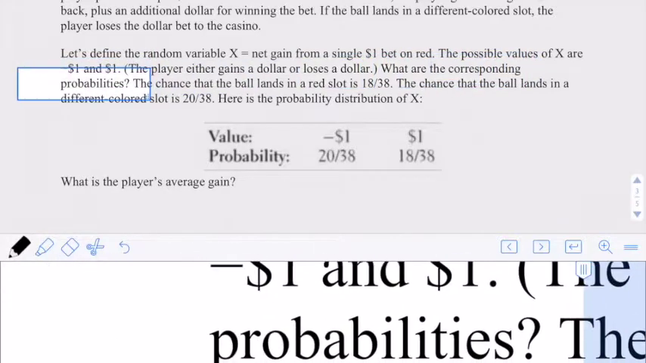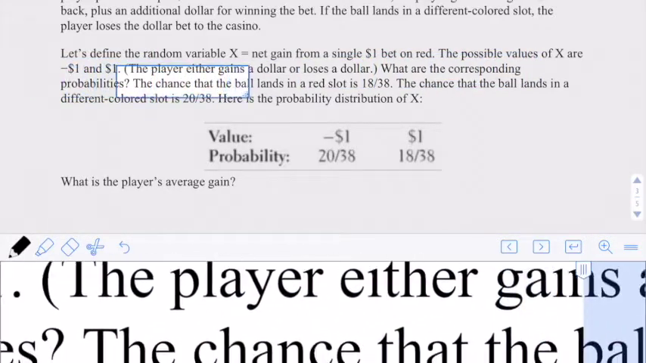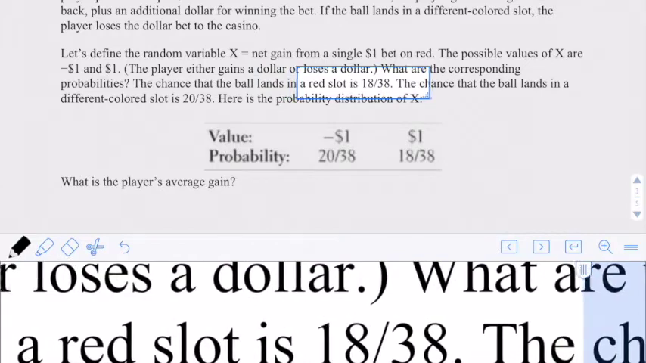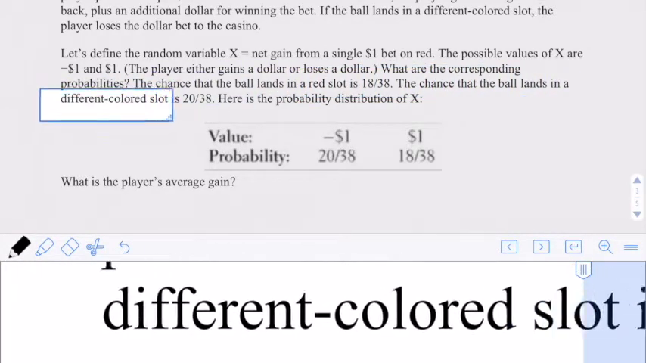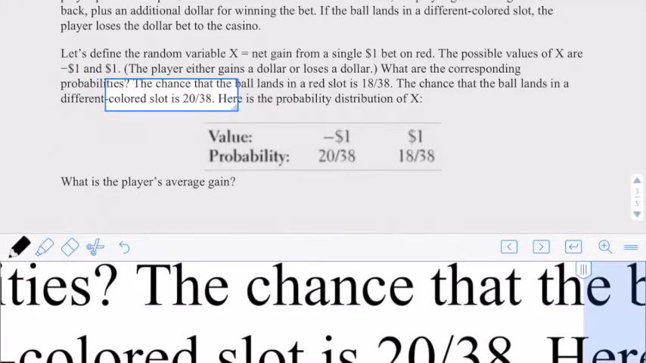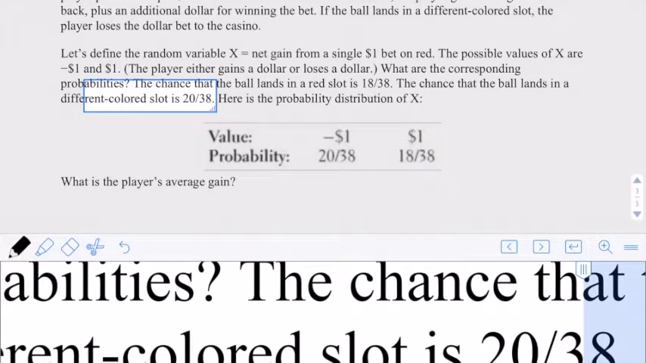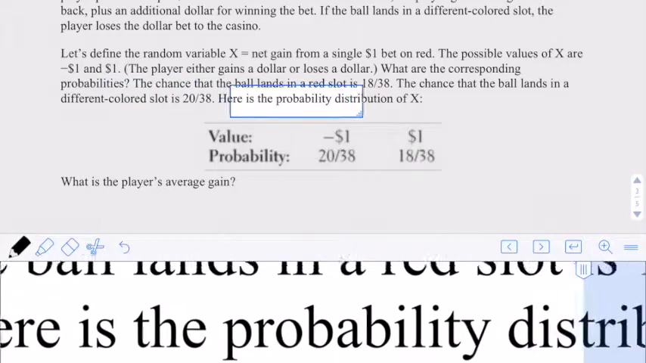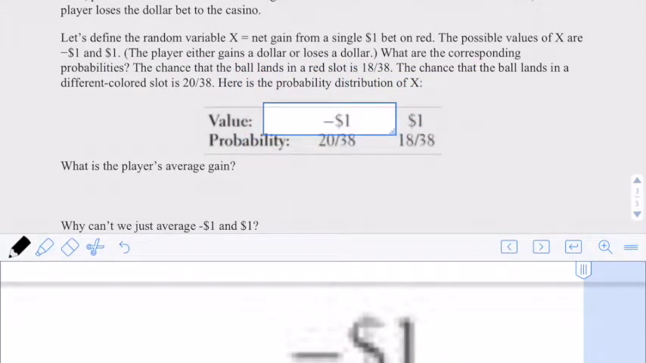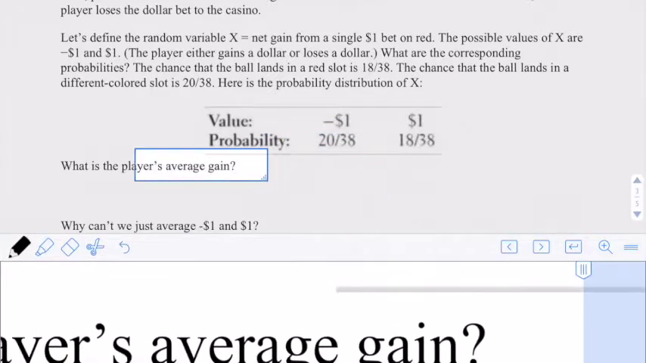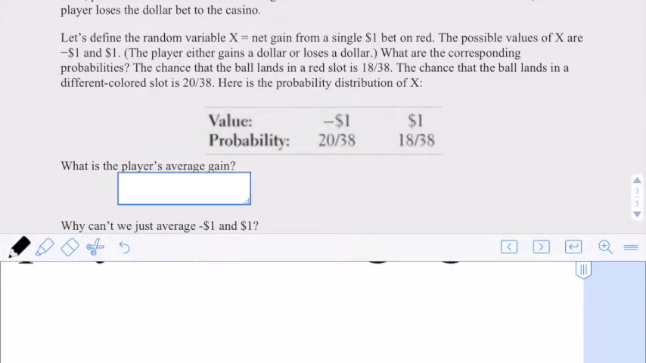What are the corresponding probabilities? Well, the chance that the ball lands on a red slot is 18 out of 38. And the chance that it lands on a different colored slot is 20 out of 38, right? The other 18 black and then the 2 green. So here's the probability distribution. There's a slightly larger chance that we're going to lose. What's the player's average gain?